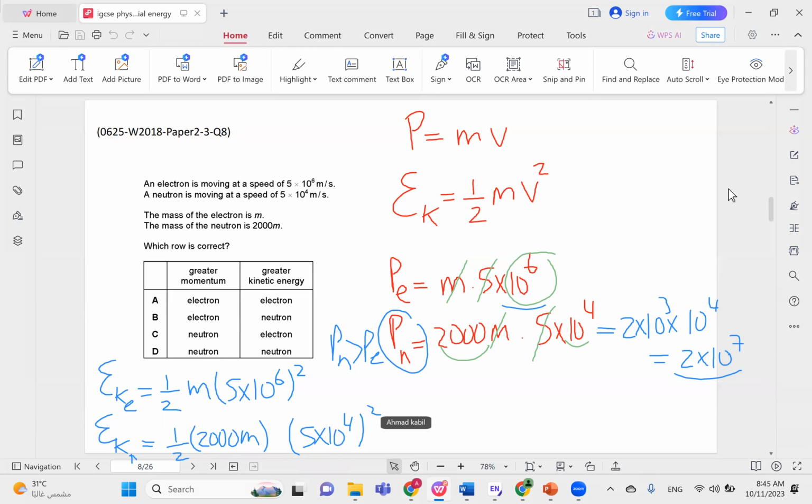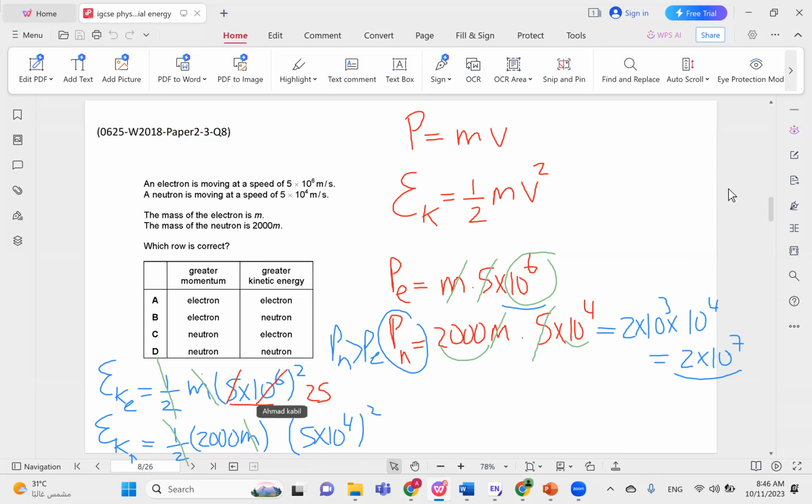And again, we want to compare these two quantities. So let's get rid of the common variables or constants. So I can just cancel out the half and the half. I can also cancel out the m and the m. But I need to know that 5 times 10 to the power of 6 all squared is actually equal to 5 squared and 10 to the power of 6 all squared. So the 5 becomes 25.